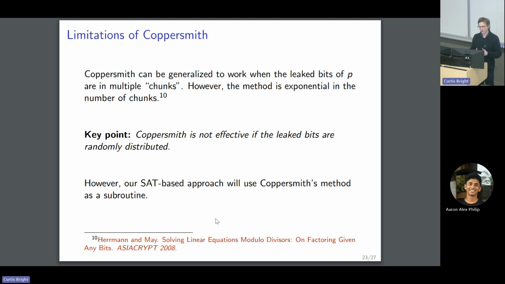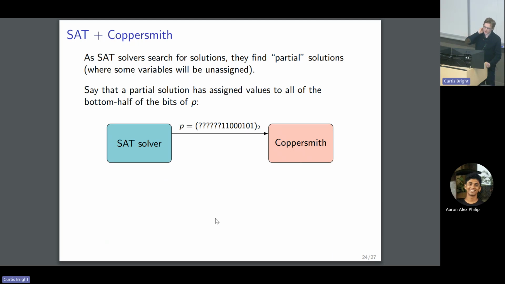But what we can do is use Coppersmith as a subroutine. Here's how it works. We're going to hook it up to a SAT solver. The SAT solver works kind of like playing Sudoku. The SAT solver is making guesses. If you've ever solved a Sudoku, you probably had this experience. You derive some numbers, you reach a state where you can't derive any further, but you still have cells to fill in, so you make a guess. You know that this cell must be a 3 or 4. Well, let's take a guess, it's a 3.